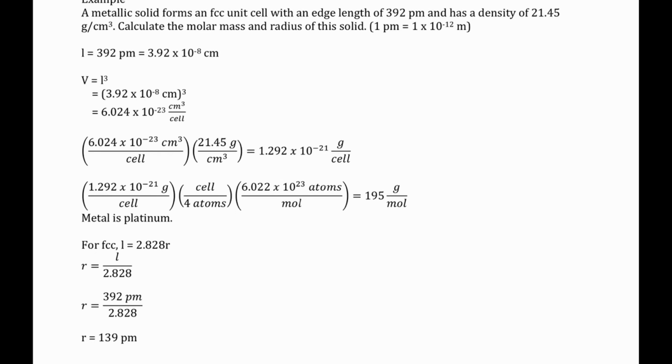Okay, so we were also told to determine the radius. So for FCC, the length of the cell is 2.828 times r. Solving for r, we have L over 2.828. So we have 392 picometers over 2.828. We get r to be 139 picometers.